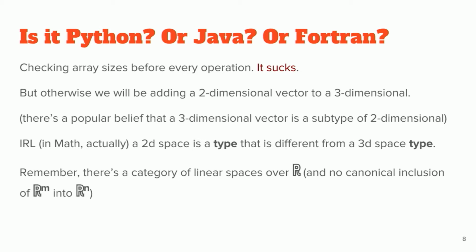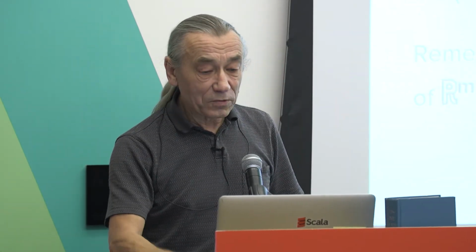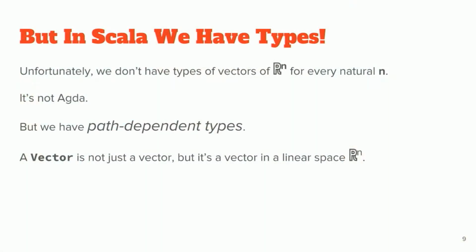So in real life, in math, these types are different. And in this category, we have to keep in mind that they're totally different things, but not in Scala, because an array is just an array. We don't have dependent types. It's not Agda. We cannot have a type of an array of length n. But what we have is path-dependent types.